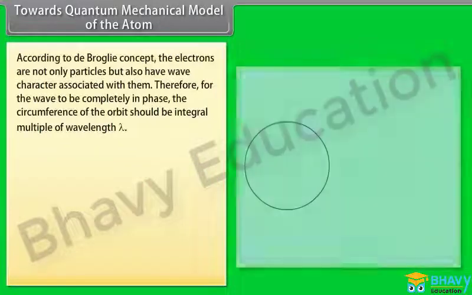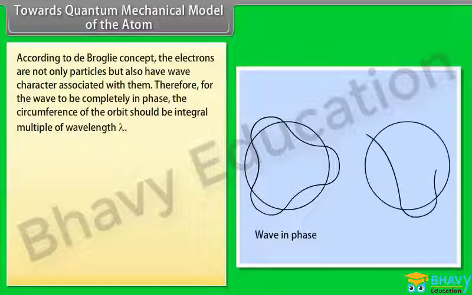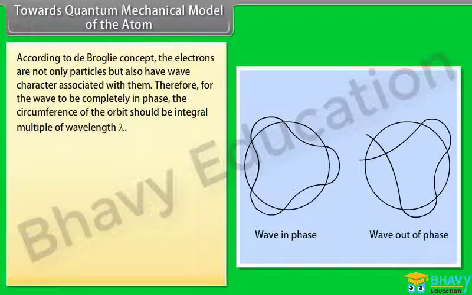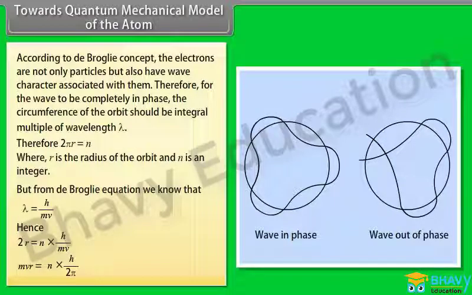According to the de Broglie concept, electrons are not only particles but also have wave character associated with them. Therefore, for the wave to be completely in phase, the circumference of the orbit should be an integral multiple of the wavelength lambda. But from the de Broglie equation we know that lambda is equal to h upon mv. Hence, 2 pi r is equal to n into h by mv, so mvr is equal to n into h by 2 pi.